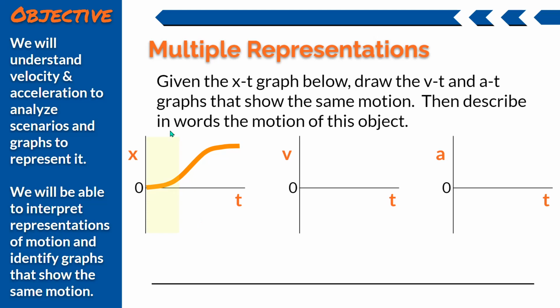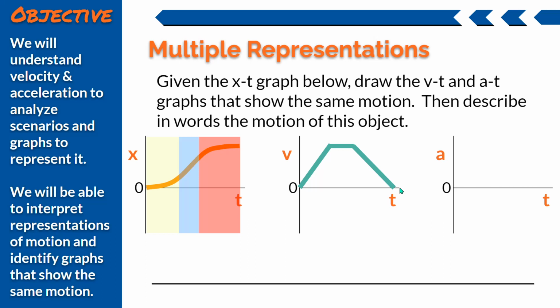So if I look at the first section of this graph, this object is moving forward. I know that because I have a positive slope, and that slope gets steeper. Forward speeding up looks like this. Then I have a straight line segment. Constant velocity forward. Constant velocity on a VT looks like this. Then I have it moving forward and slowing down. It gets horizontal at the end. Slowing down looks like this.